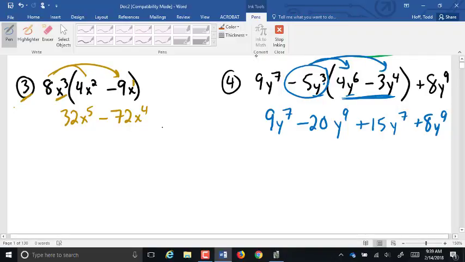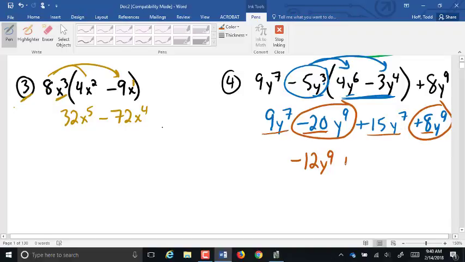Are we done? No. We still have things we can combine. Now, I'm going to change the order here just a little bit. You would not be wrong if you didn't do this, but I'm going to do the y to the 9th first. I've got negative 20y to the 9th and positive 8y to the 9th. Negative 20 and positive 8 make negative 12. Very good. Y to the 9th. And now I have the 9y to the 7th and 15y to the 7th, which makes 24, y to the 7th. Good.